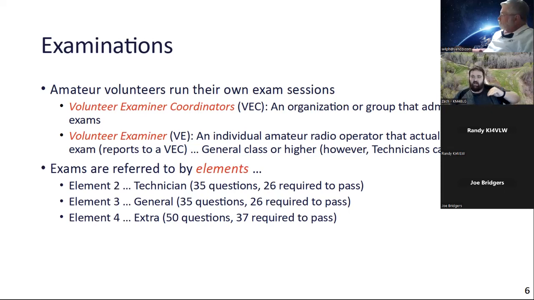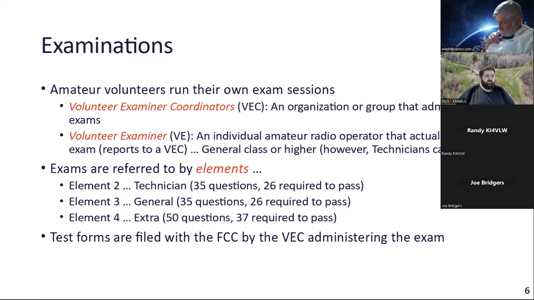Basically, to get the higher levels, to get your general, to get your extra, you have to pass all of the elements below it. So if you want to get your general, you have to pass both the technician and the general. If you want to get your extra, you have to pass all three: technician, general, and extra.